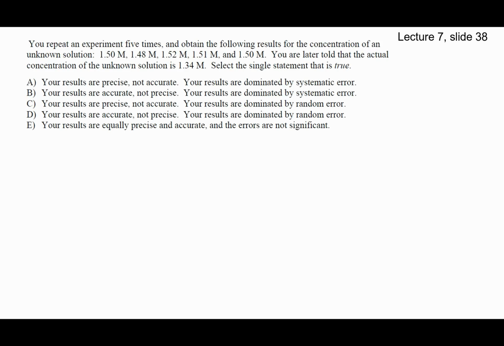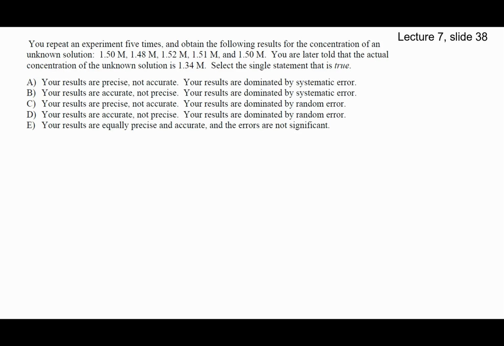You repeat a measurement 5 times and obtain the following results for the concentration of an unknown solution: 1.50, 1.48, 1.52, 1.51, 1.50. You're later told the actual concentration of the unknown solution is 1.34. Wow, we're off. Select the single statement that is true.